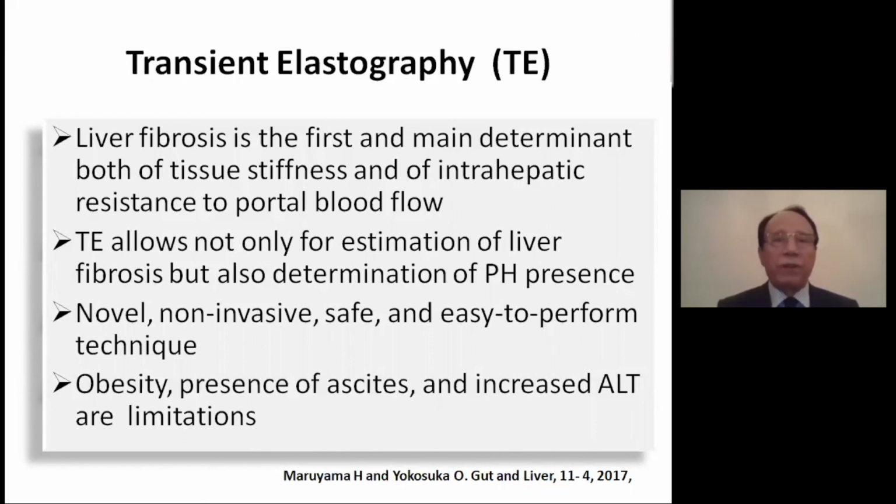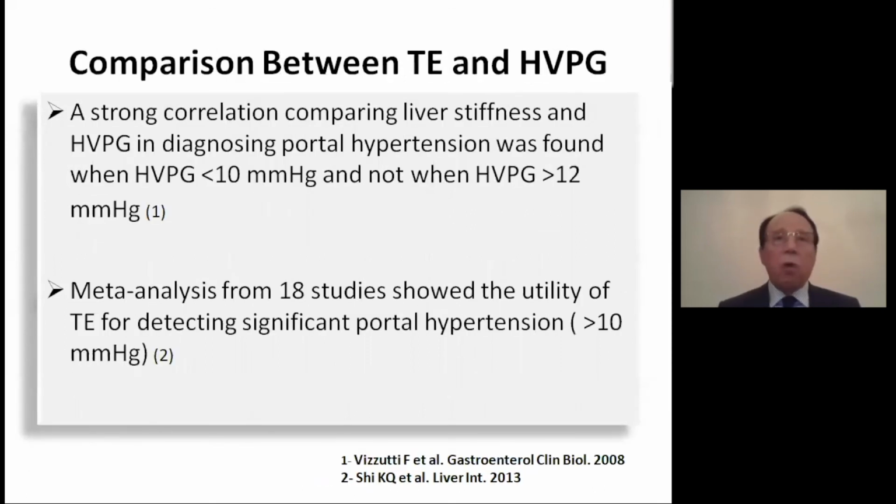Obesity, presence of ascites, and increase of the ALT value are all limiting factors that may impede a precise measurement of liver stiffness. Liver stiffness reveals the grade of portal hypertension and thus predicts the presence of varices. A strong correlation between liver stiffness and the diagnosis of portal hypertension was found when the hepatic venous pressure gradient was below 10 mmHg. But there is a meta-analysis of 18 studies that showed the utility of transient elastography for detecting significant portal hypertension.